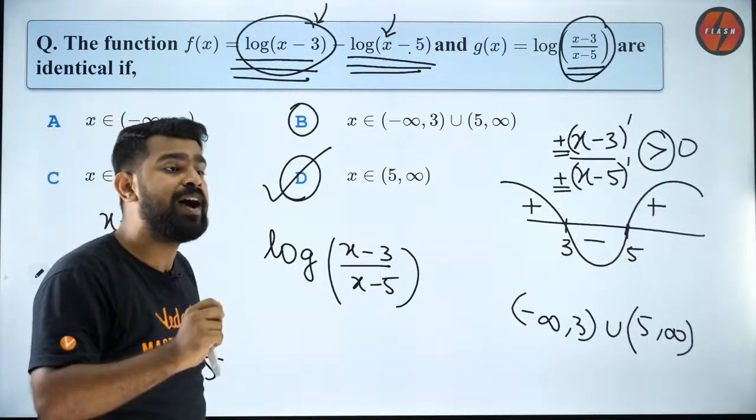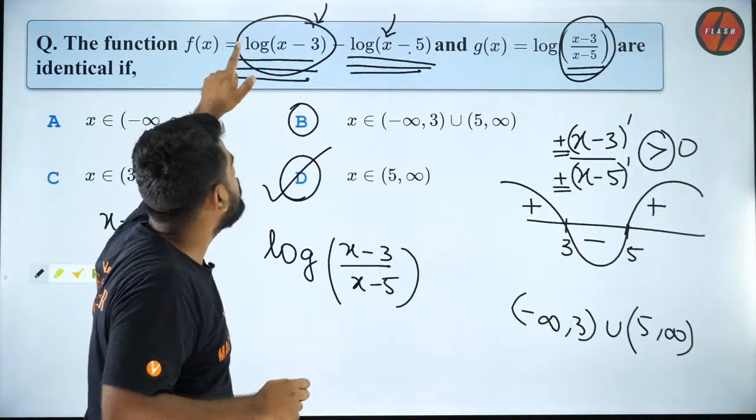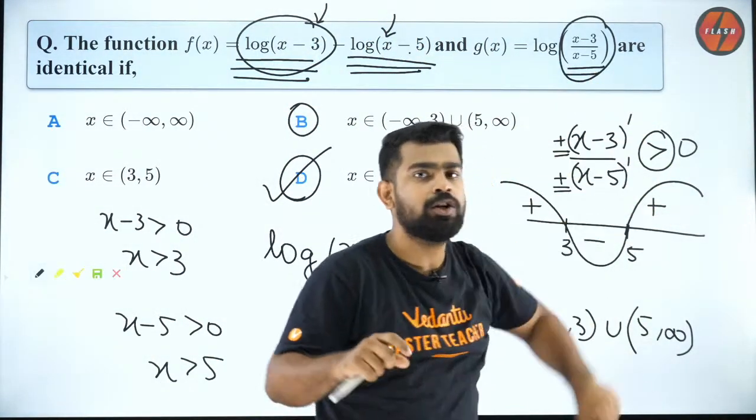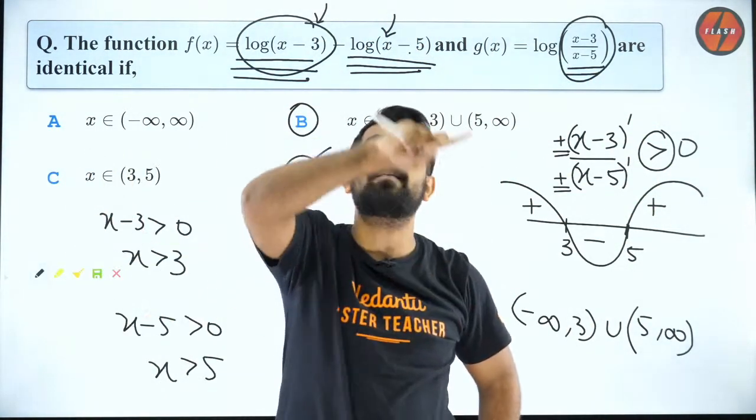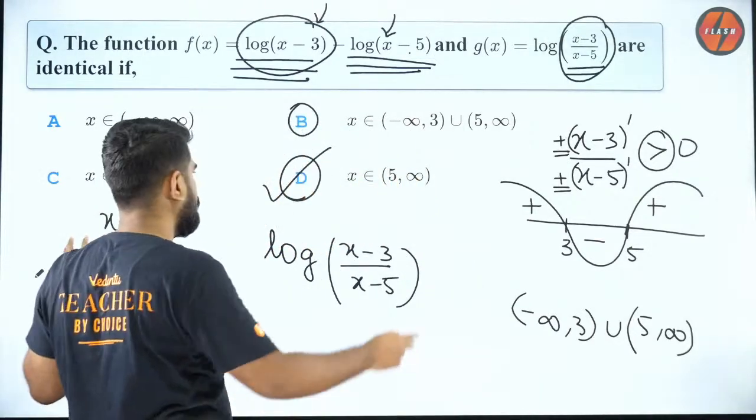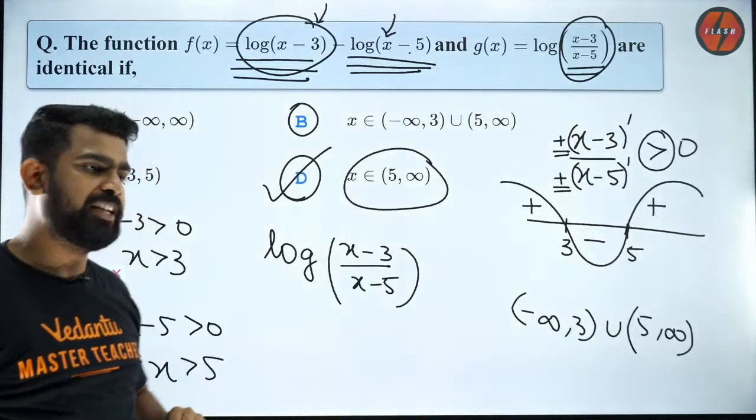It should satisfy the domain of log, because they have given it like this. This should be defined, this should be defined, and this should be defined. So my answer is the common domain. What is the common domain? That is why it is option D.